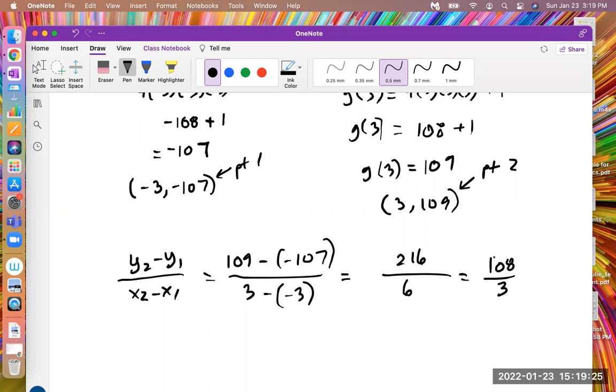And then actually 3 goes into 108. I know because I can add the digits of that number, and the digits are divisible by 3, so I know the whole number is divisible by 3. So let's quickly figure out what this is equal to, and it's 36. So our final answer here is 36, and there we go.